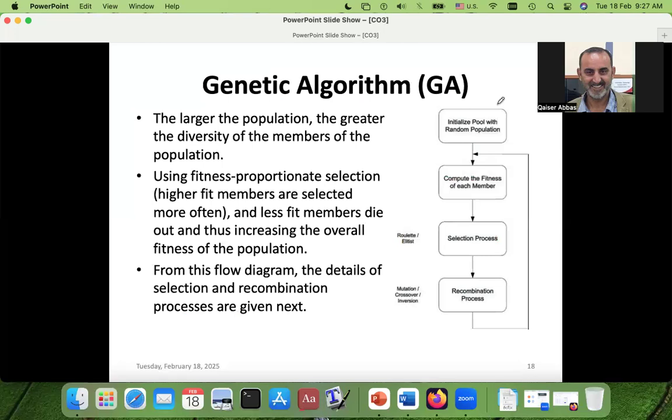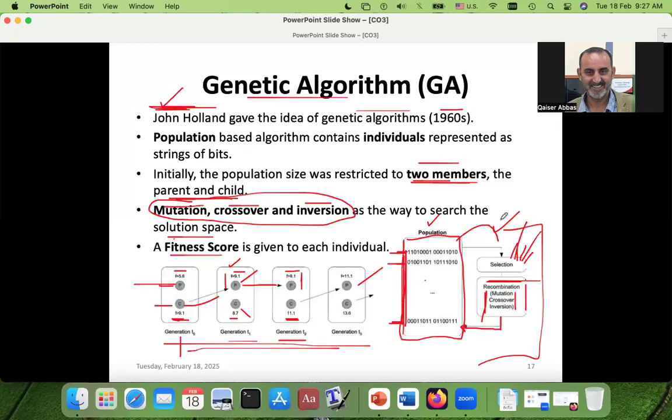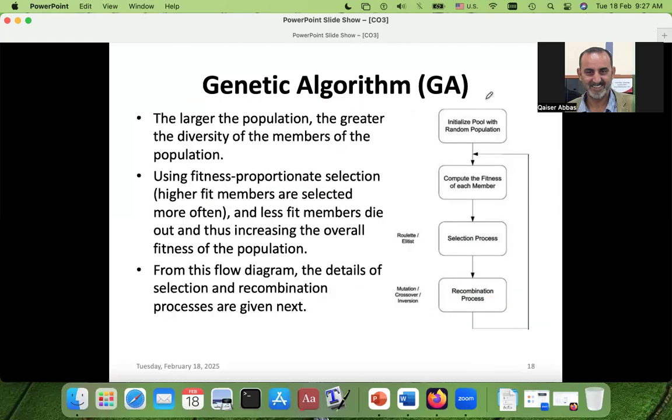So this is now a flow diagram for the genetic algorithm with a little bit further details. This is the abstract diagram. This is now a diagram with further details. So initially in the genetic algorithm, we will have a pool, or you can say a data set, with a random population. Okay. We will have a population.